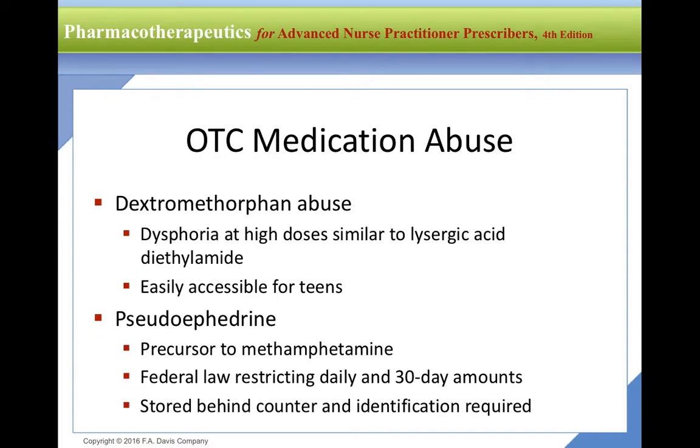You can abuse over-the-counter medications. Dextromethorphan can be used to get high if it's taken in high enough amounts, and pseudoephedrine is used to make meth. So the law actually restricts the daily and monthly amount that you can buy, it is kept behind the counter, and the patient has to show a driver's license in order to buy it, so the government tracks how much they buy.